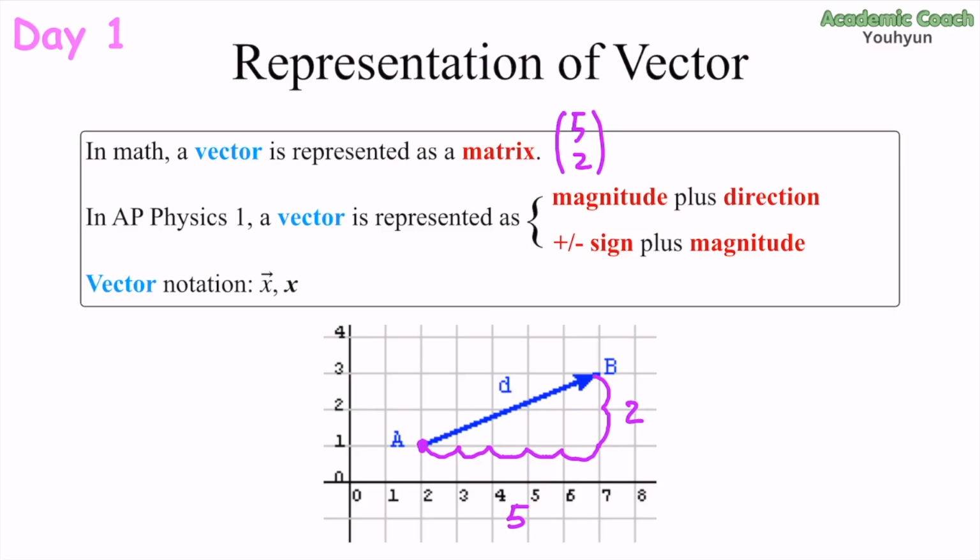And now remember that the simplified version, plus or minus sign plus magnitude, can only be used when there are two directions, which means this can only be used in one dimensional motion. It can only be used in one dimension. And the reason is because in one dimension, there is always only two directions. For example, along horizontal axis, there are only two directions. One is to the right, positive x-axis. One is to the left, negative x-axis.